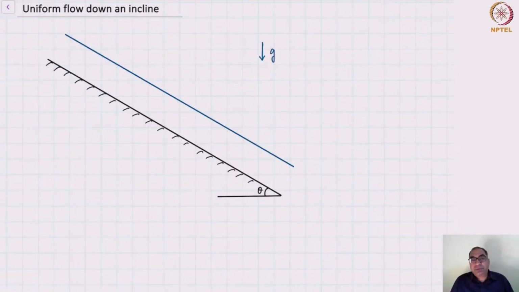Hello everyone. In this lecture we'll be looking at a simple example problem of free surface flows, which is a uniform flow down an inclined plane. In general, when you have free surface flows such as this, you can also have undulations on the surface, but we'll be looking at the problem of undulations and waves on the surface in a later lecture.